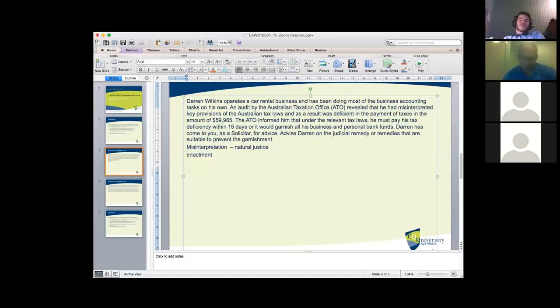Is misinterpretation a ground? Good question. And that brings us to the merits review aspect of administrative law. When a law has been misinterpreted, what is the legal implication of that?